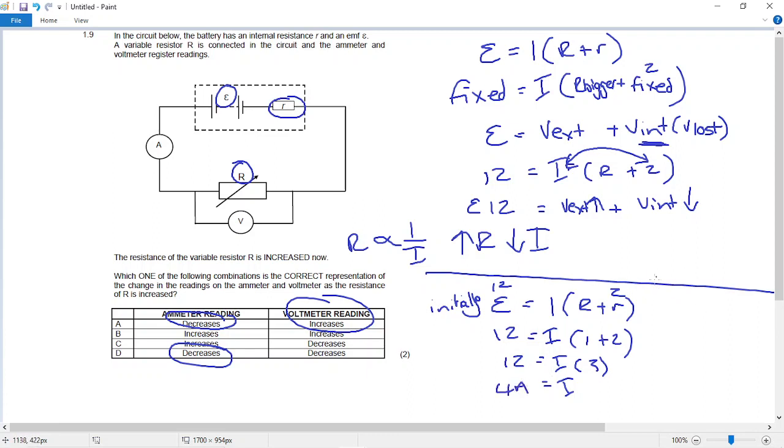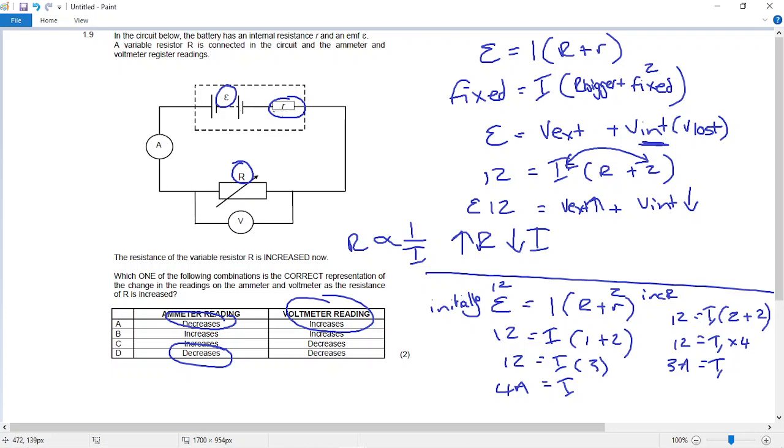And now we say, well, this is a scenario in the question: increase the big R. My 12 is fixed. We don't know what the current is yet. I'm going to increase my R from 1 to 2. My little r is fixed. So now what's going to happen to my current here? It's my current times 4 equals 12. So my current here is going to turn into 3 amps. So you can see if we increase the big R, the current definitely decreases, okay?